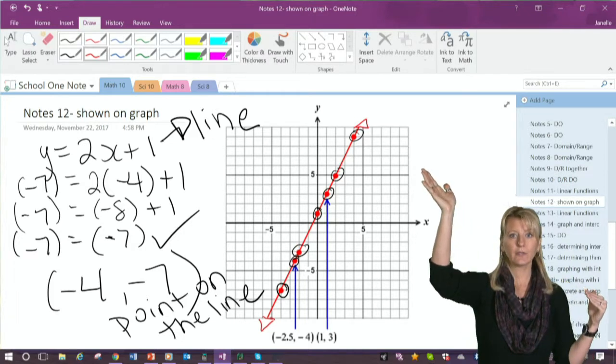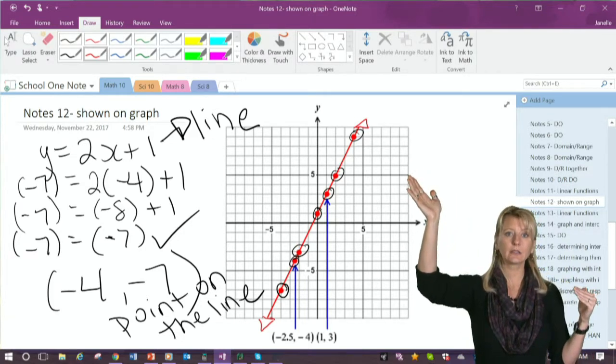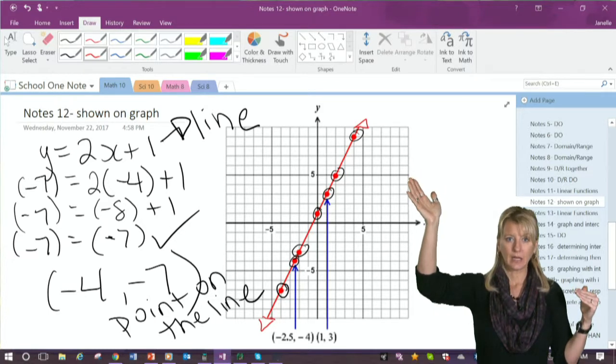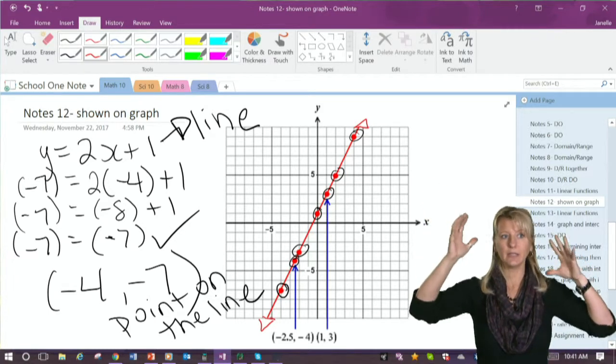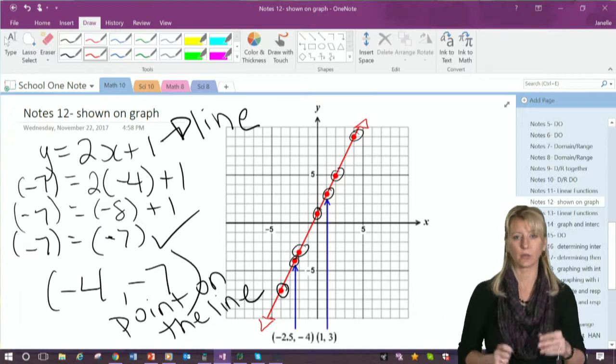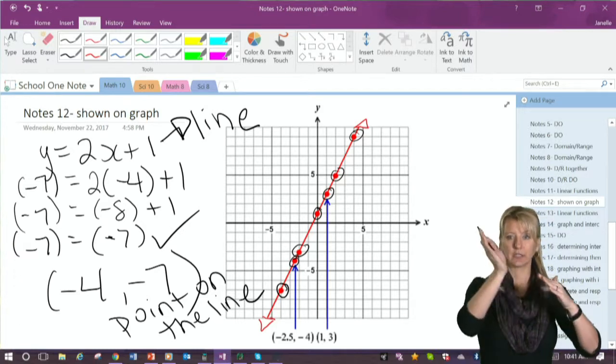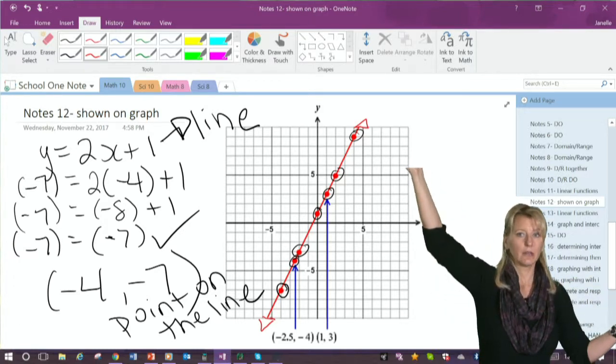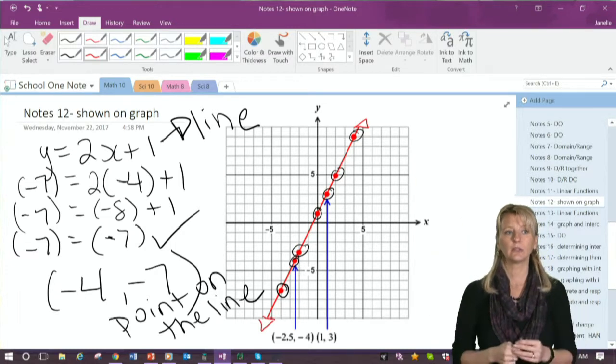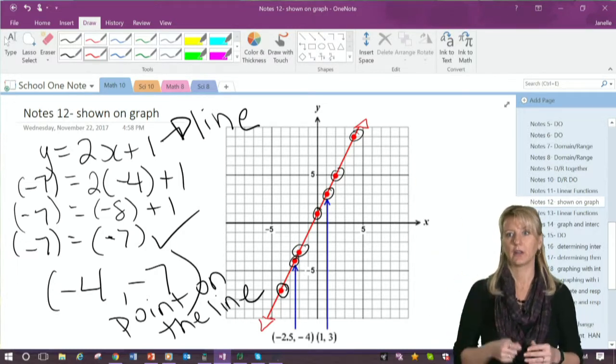I want you to think of the x. Look at the x and tell me, is there any number on the x that it's never going to hit? It's just going to keep going, an infinite amount of time. So is there a number on the x-axis that it's not going to hit?